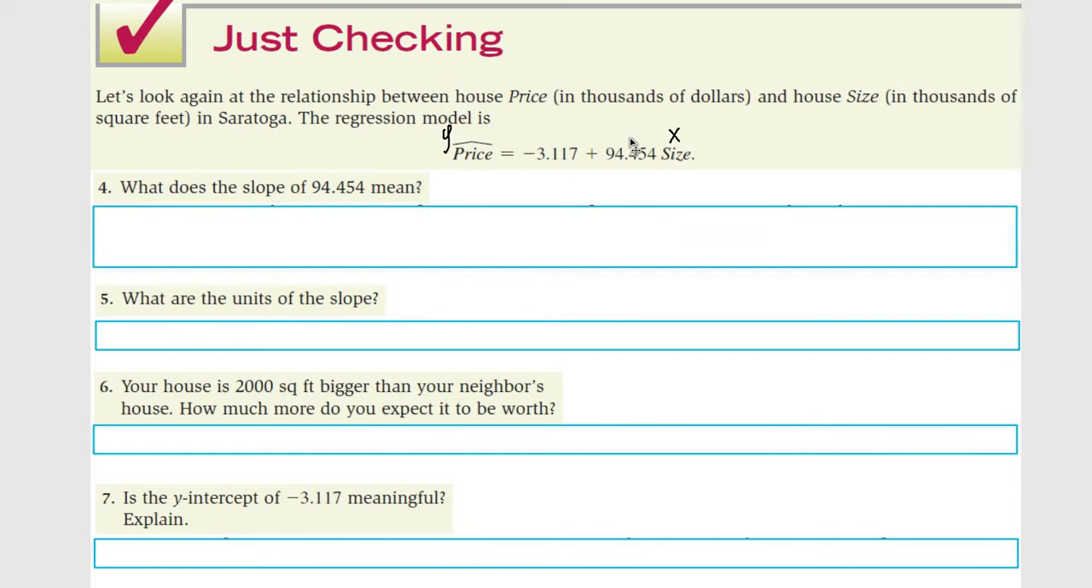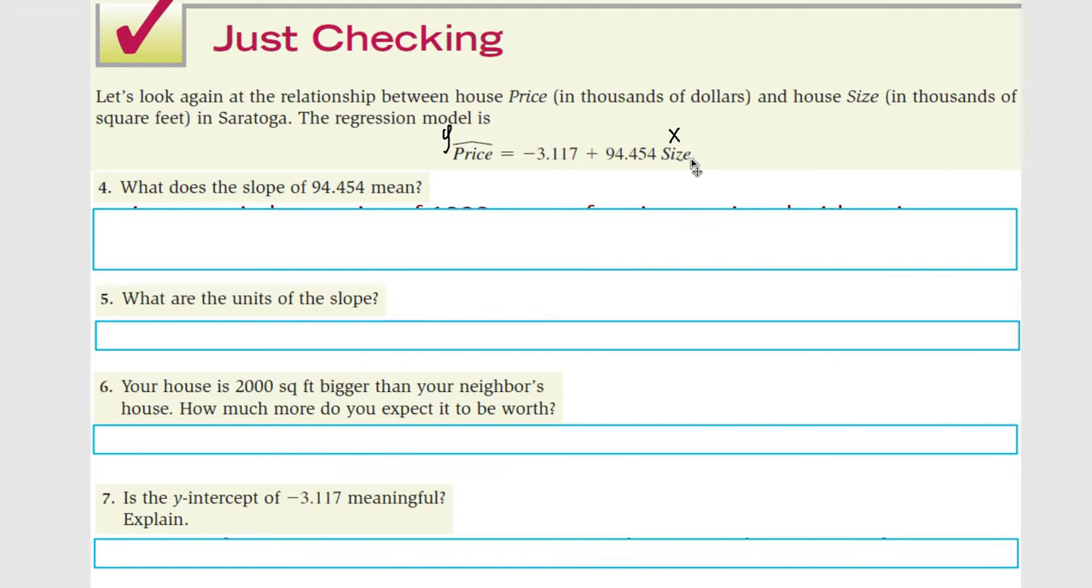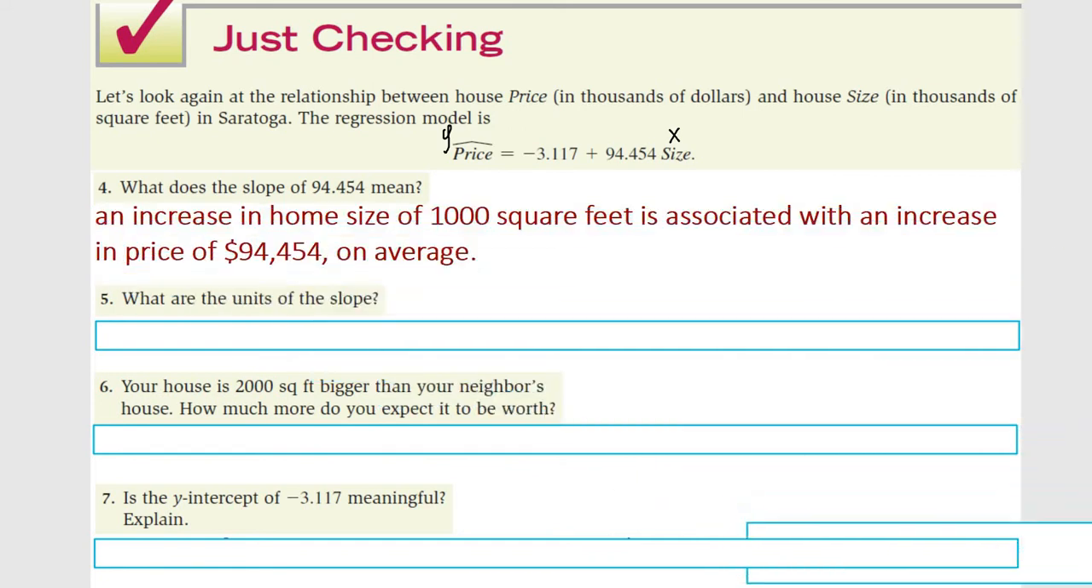So what does the slope mean? Well, remember, one change in size is going to do this much change in price. So an increase in home size of 1,000 square feet is associated with an increase in price of 94,454 on average. Why did I say 1,000 square feet? Because house size is in thousands of square feet. So in 1 unit of size, 1,000 square feet, is associated with that price change on average.